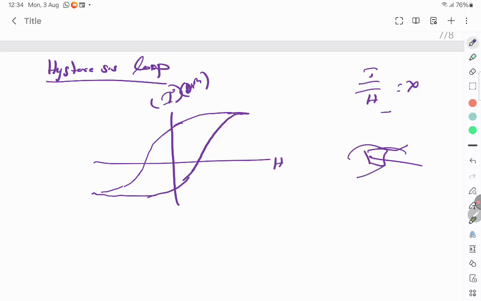Correct? Like that, you're magnetizing and demagnetizing. If you keep doing it, it will lose energy. Correct? It's just like a rubber band. So this is for initial magnetization.